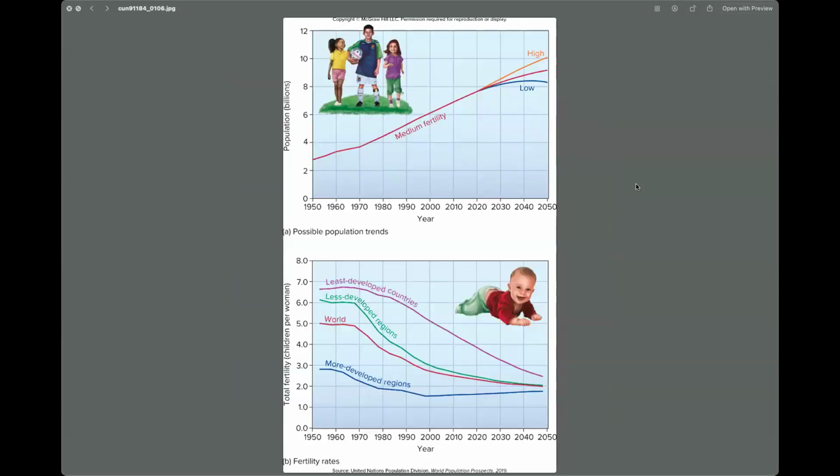And this shows you the trends in population. And I should point out that one of my criteria for a good environmental science or environmental studies textbook is the structure of the chapters.